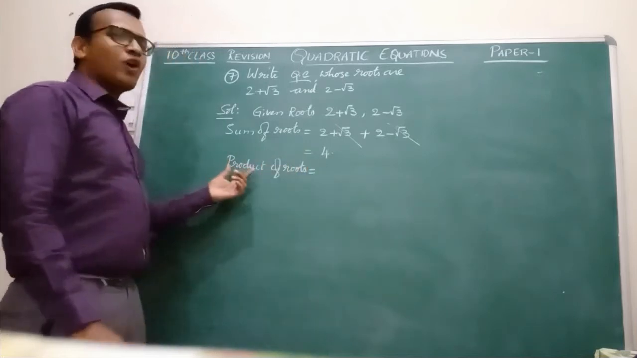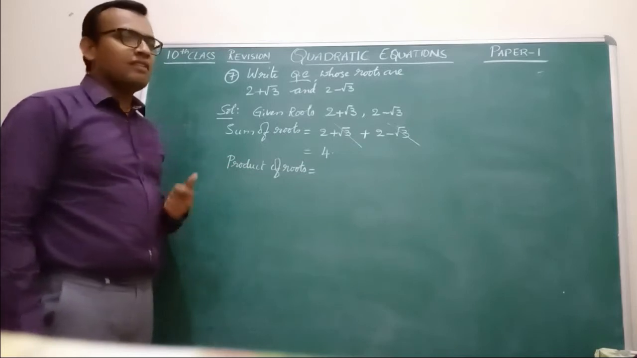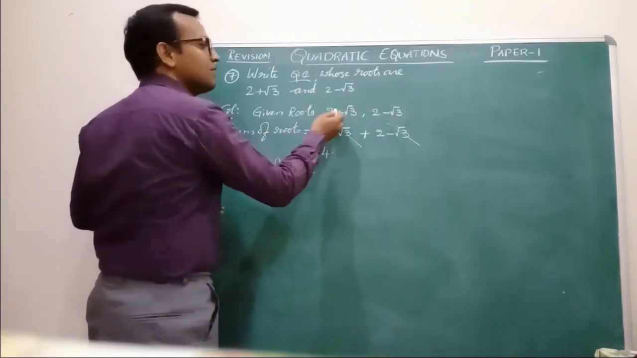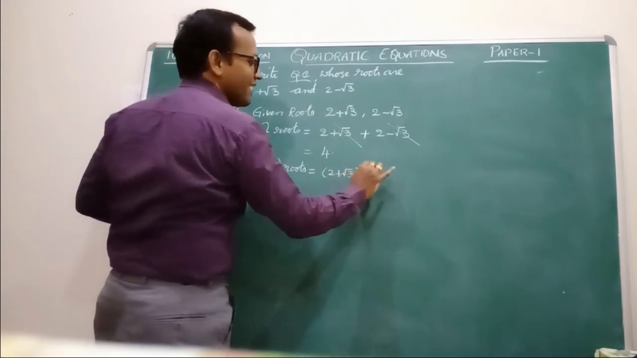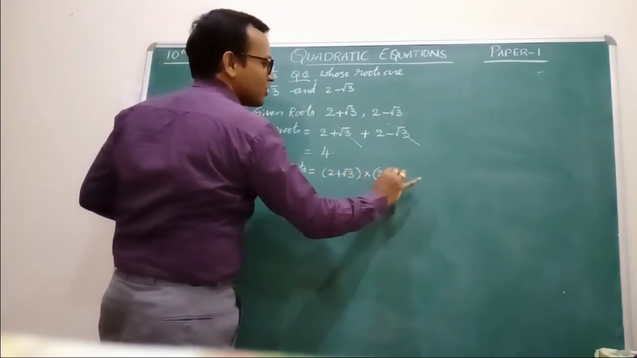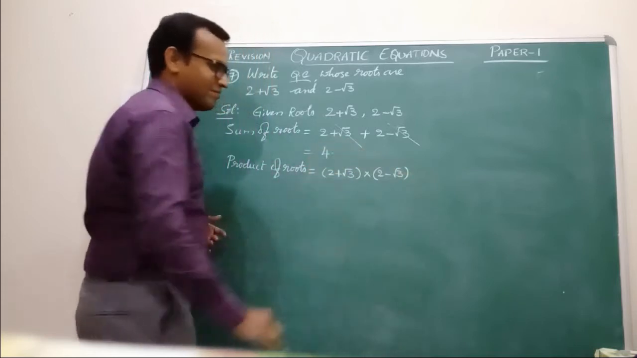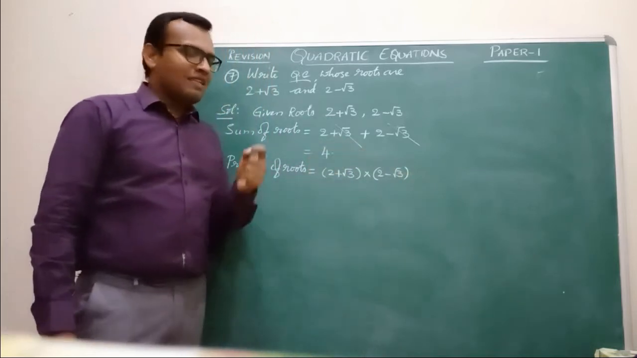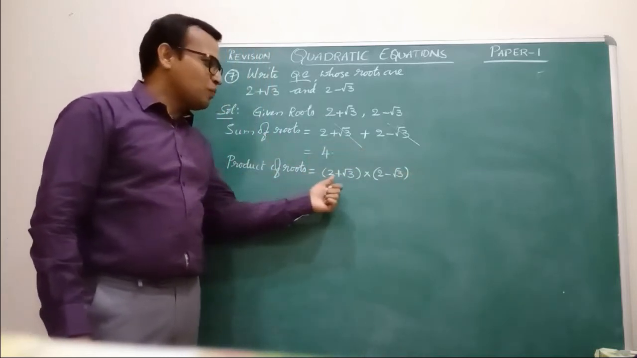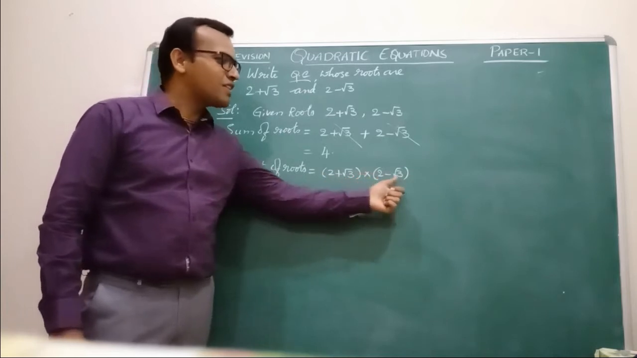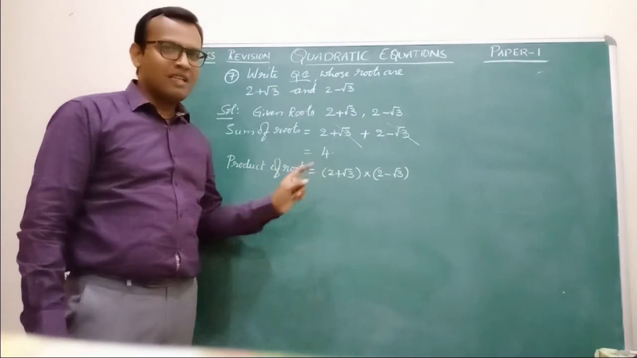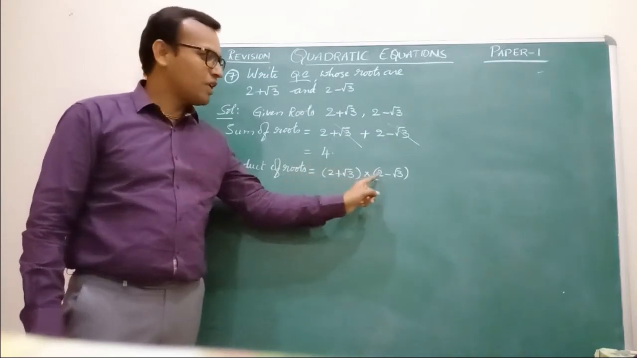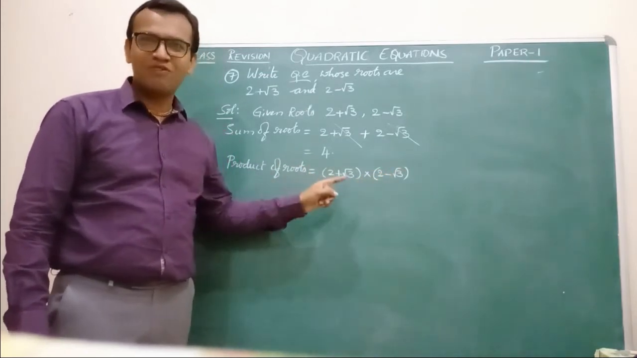So we know product means we have to multiply the roots. Let us multiply the two given roots. One is 2 plus root 3 into the other one is 2 minus root 3. Students, let us see it again. 2 plus root 3 into 2 minus root 3. Do you get any expression? A plus b into a minus b. Is it in the same form?